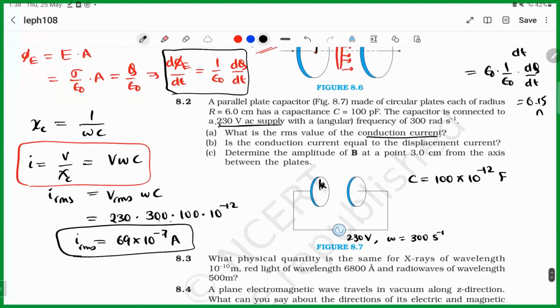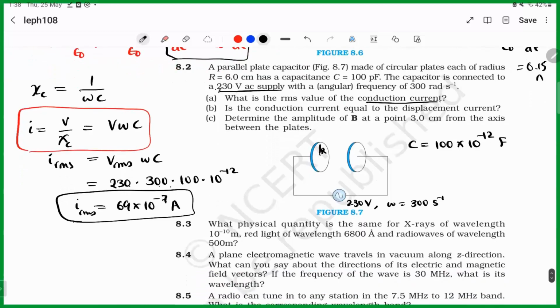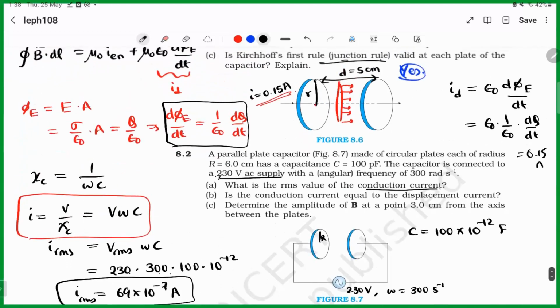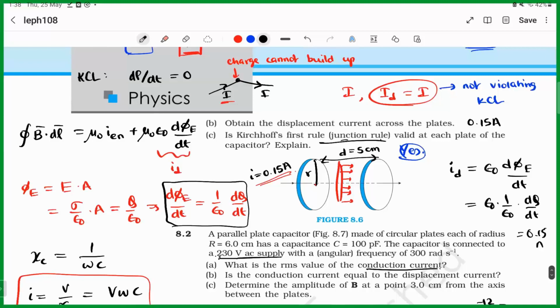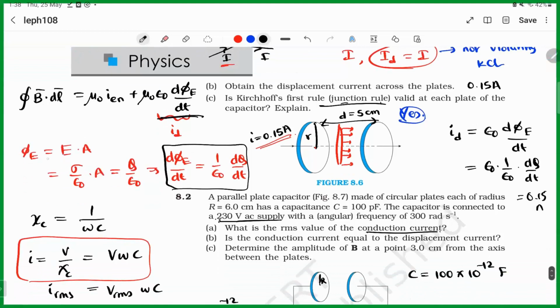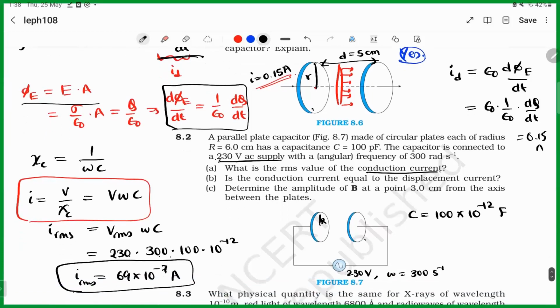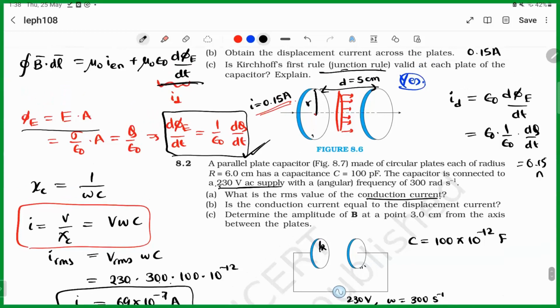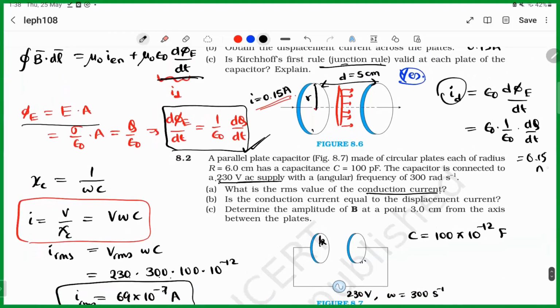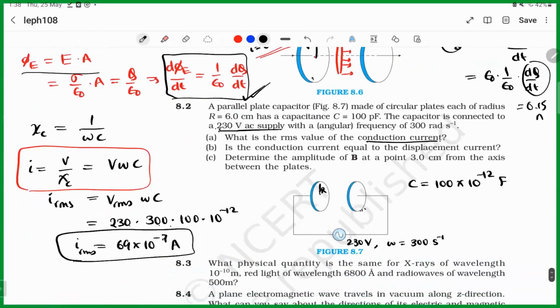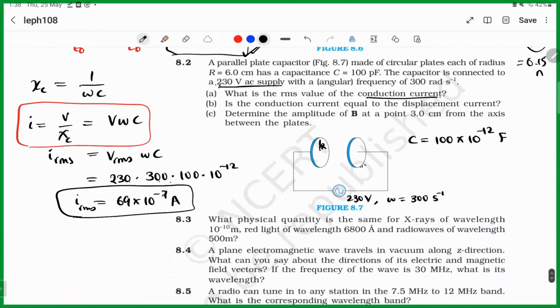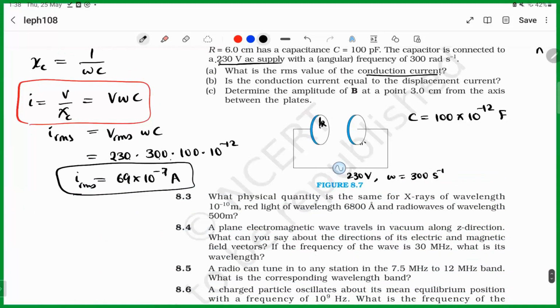Now, is the conduction current equal to the displacement current? So what is the displacement current again? Again, it's just some previous derivation. Because these two are parallel capacitors, we don't need to rederive it. This is the same formula, and it is applicable for this situation, which means the displacement current is again dq by dt, the same as the current coming in. So yes, the answer is yes.